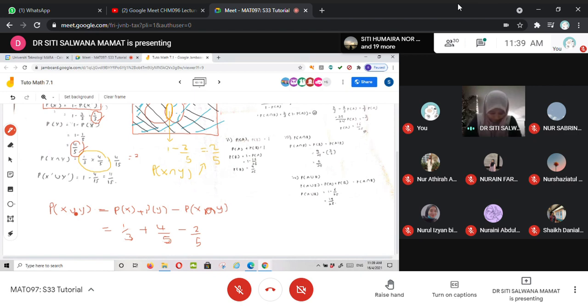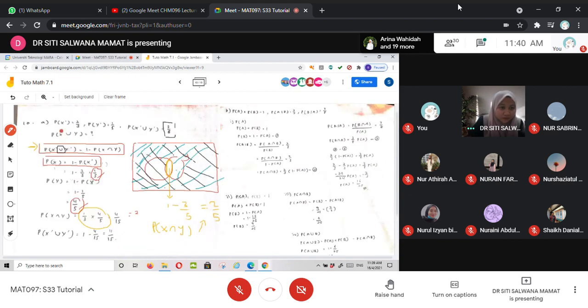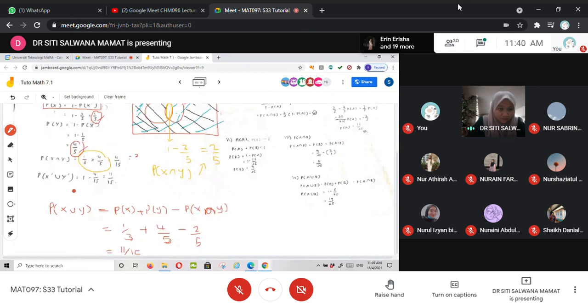Okay, boleh. So yang ni kita akan dapat 11/15. Okay. 1/3 plus 4/5 minus 2/5. Okay, 11/15 lah kat sini. Okay, boleh. Dia sudah cari P ni kan. X union Y. Okay, yang bukan complement lah.